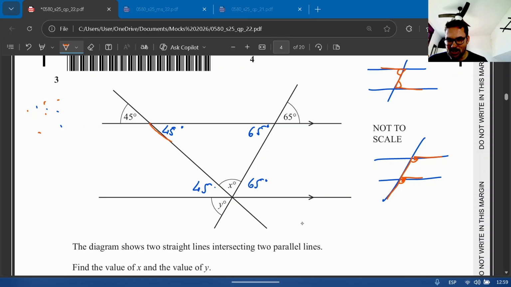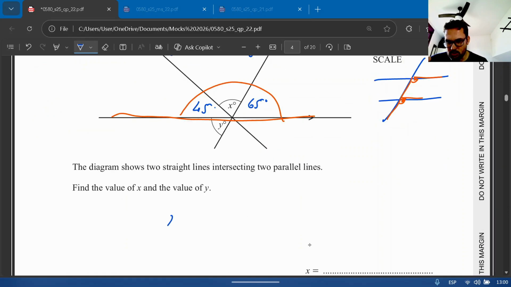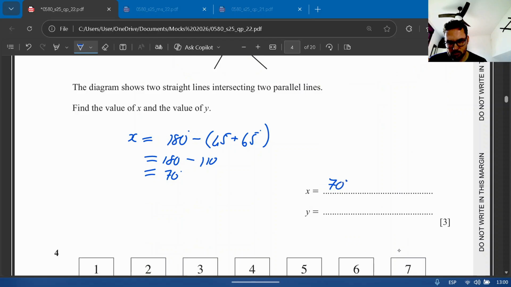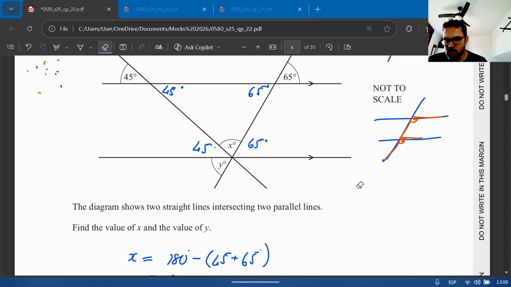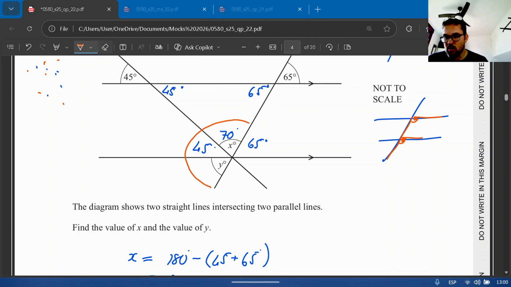Other way you want to do it, you can see that there is here a triangle. So x will be angles in a triangle, or we got the straight line, angles on a straight line. Whichever way you perceive it, to find x, we need to do 180 minus 45 and 65. And of course 40 plus 60 is 100, 5 plus that is 110. So x would be 70. Let's put that in there. So x is 70.